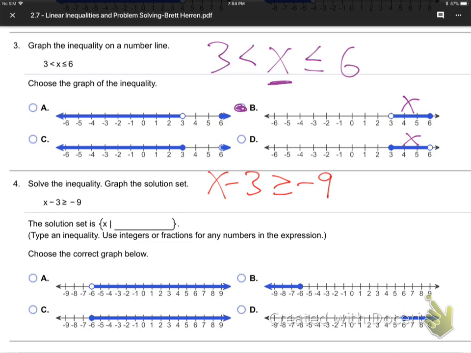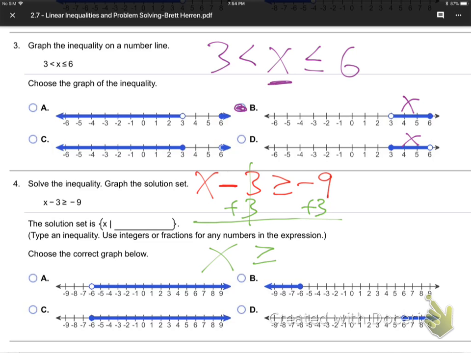So first off, you've got to solve for x. They want you to get x alone and then figure out which of those 4 graphs is the right one. So can you get x alone first off? Let me make that a little bigger there. So what do we do to get x alone there? Add the 3. So that means x, these cancel, greater than or equal to.